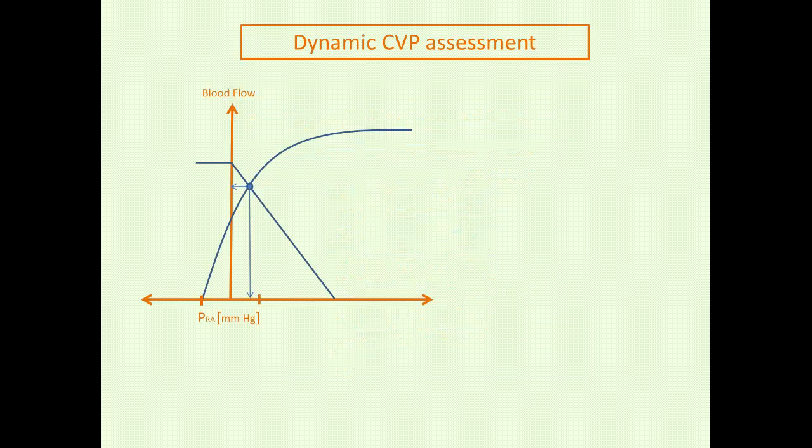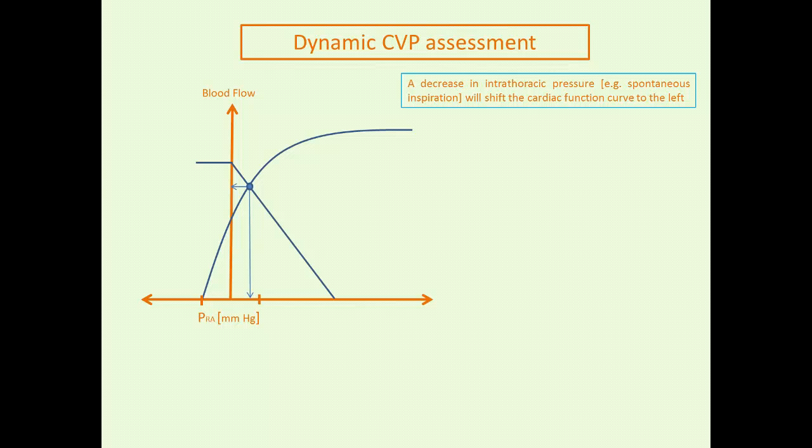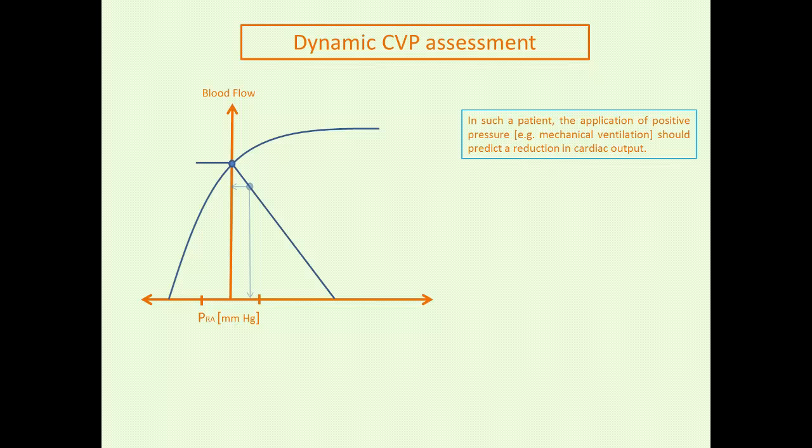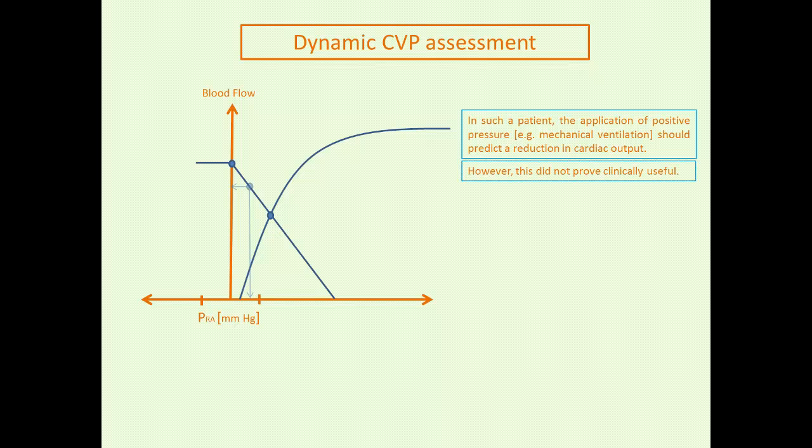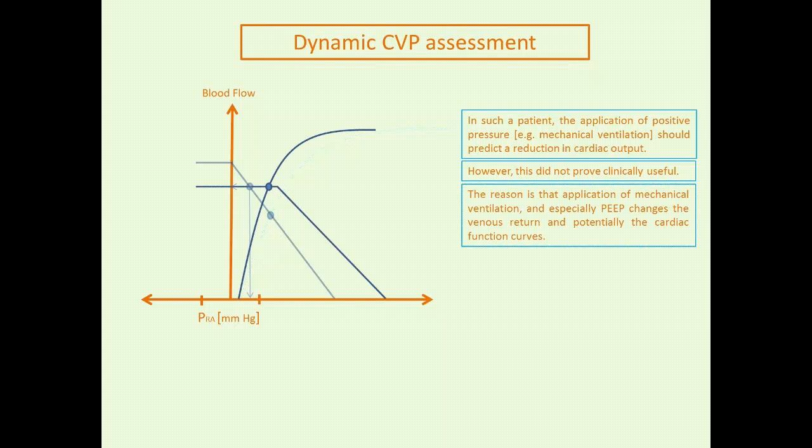Okay, so how does this play out? Well, the decrease in intrathoracic pressure will shift the cardiac function leftwards, as we saw. You'll get the decrease in right atrial pressure. So in this patient, you would expect that the application of mechanical ventilation should reduce cardiac output by shifting the curve rightwards. But this did not prove clinically useful. So why was the cardiac output preserved with the application of mechanical ventilation in these patients? The reason probably lies in the adrenergic response.